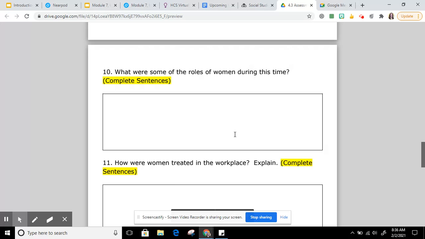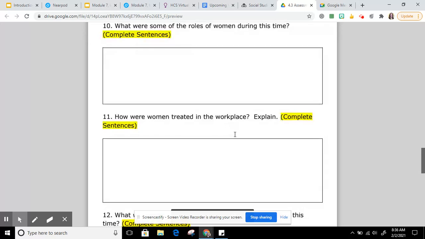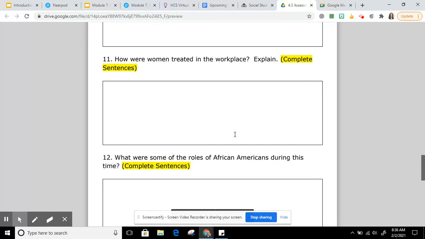So during the time of war, we had men going to war. What did the women do? Well, the men went to war. What did the women do during this time of the war? How were women treated in the workplace? So, you're going to be reading about how women went to work. After the men went to war, the women went to work. They took those jobs that the men left behind. How were they treated in that workplace?